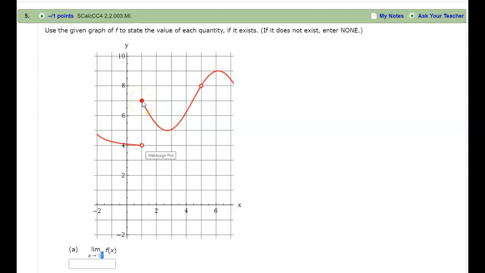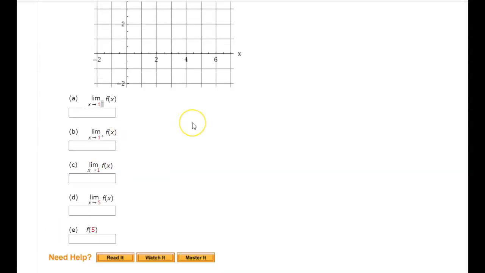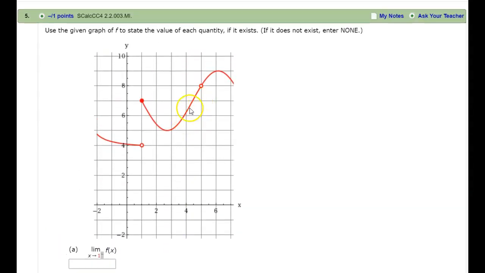So the limit as x approaches 1 from the left is 4, because that's what the y value would be if we could get there. The holes don't matter. Limits are fine with holes. Here they also ask you for the function value, so that's what the y value is. The limit value is determined by getting on the graph and traveling there. So the whole limit at 5, no problem. We can go from the left and from the right. The whole limit is 8.